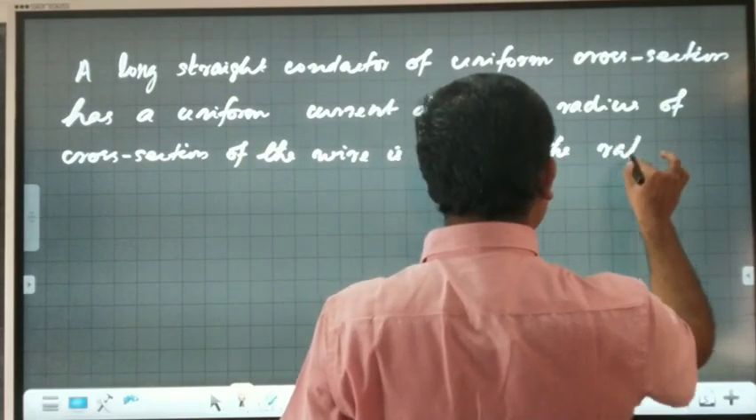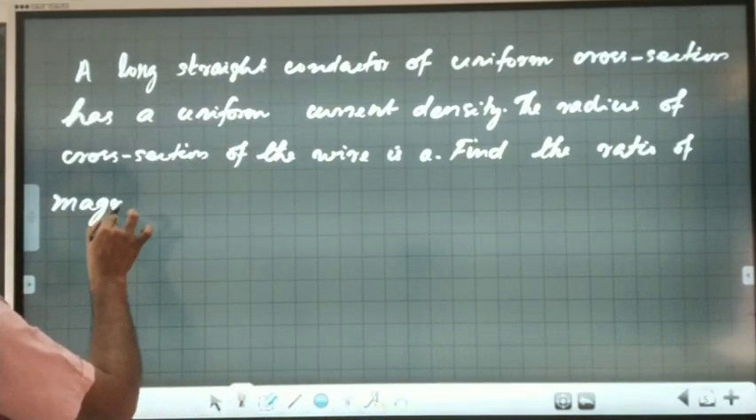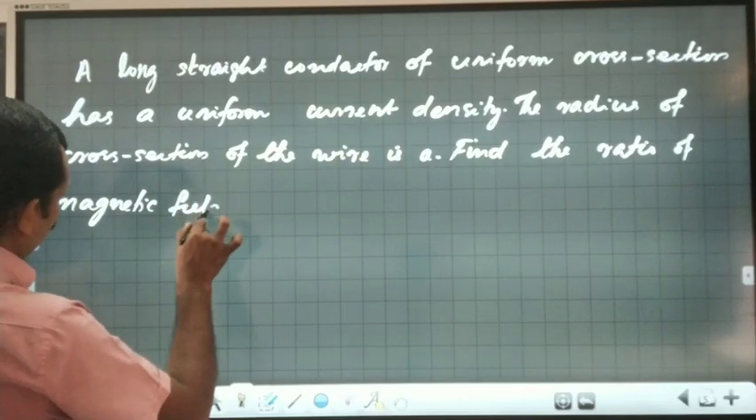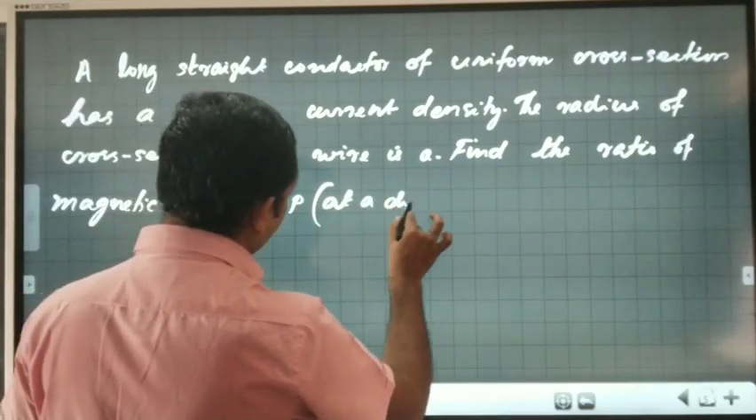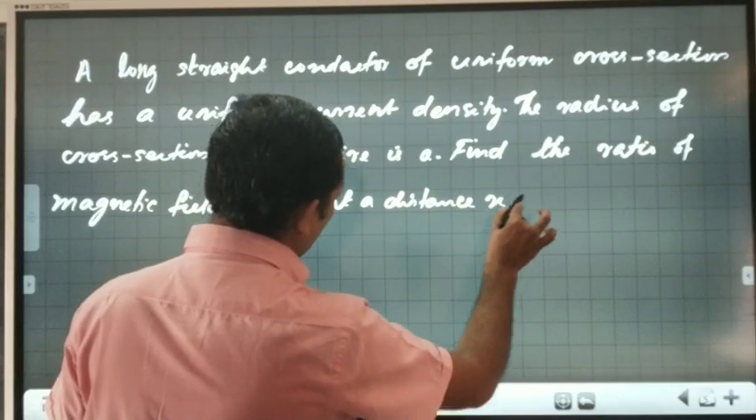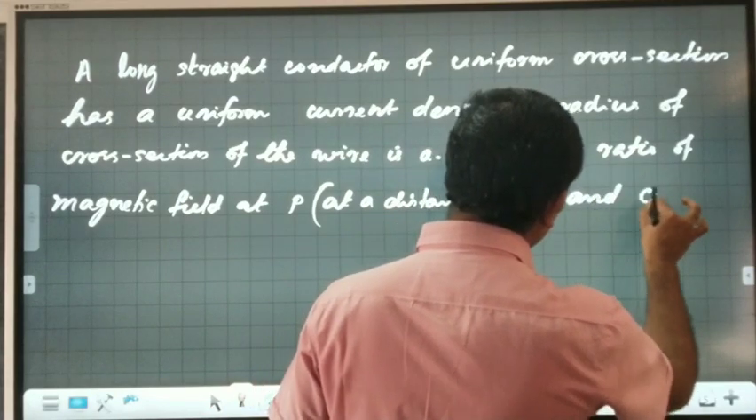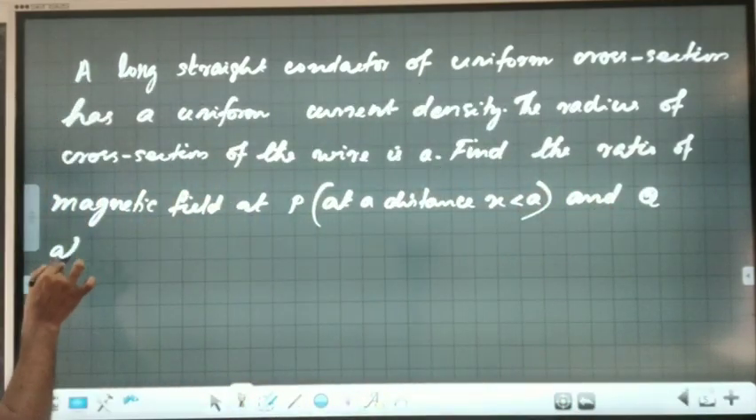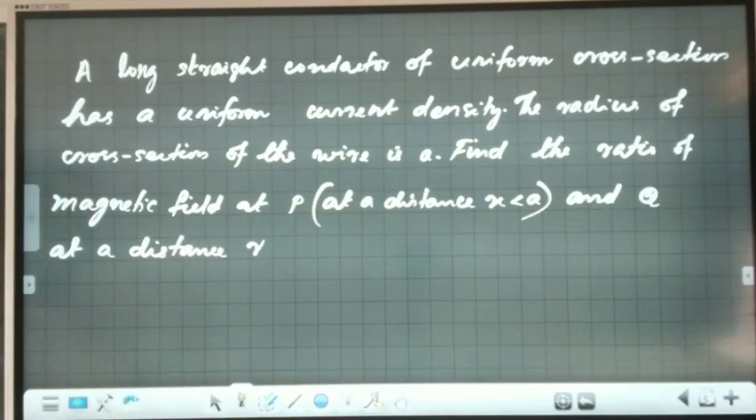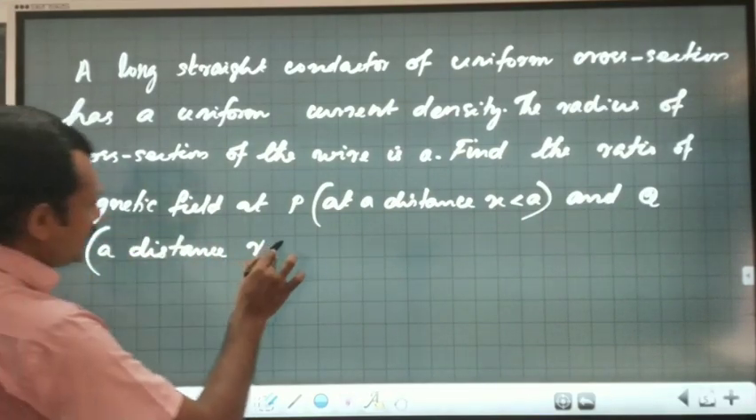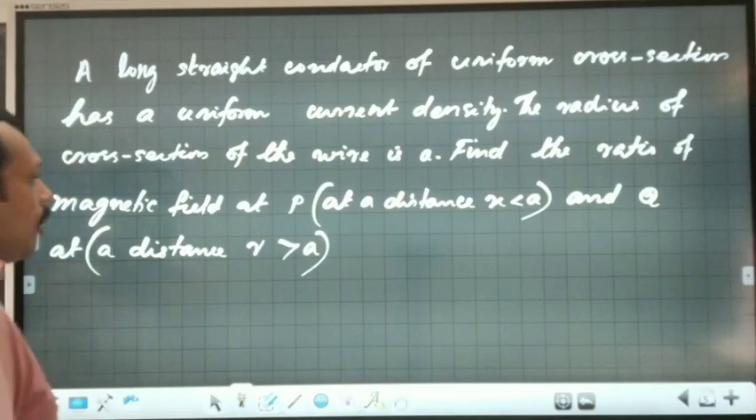Find the ratio of the magnetic field at P, at a distance x less than A, and Q, at a distance R, which is greater than A. That means P is a point inside the conductor and Q is a point outside the conductor.